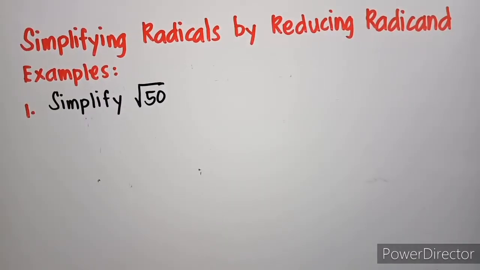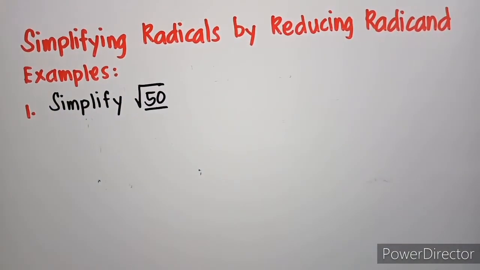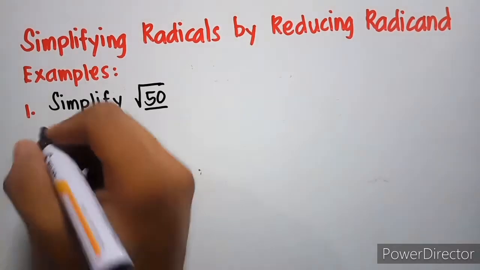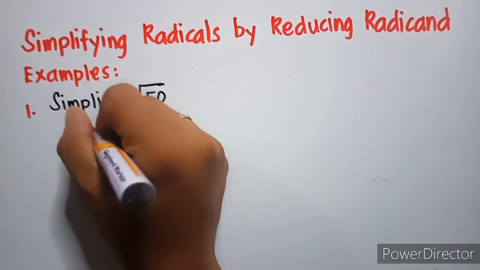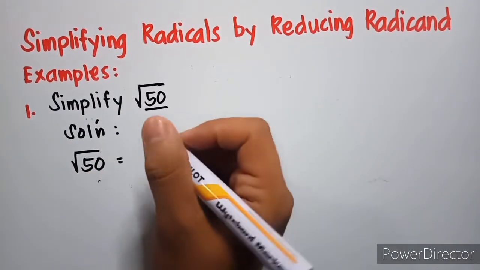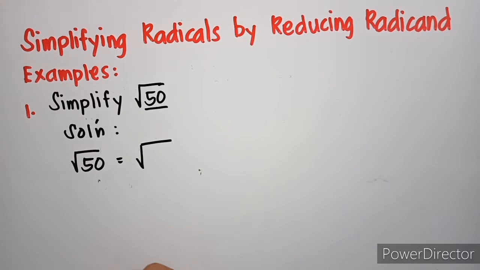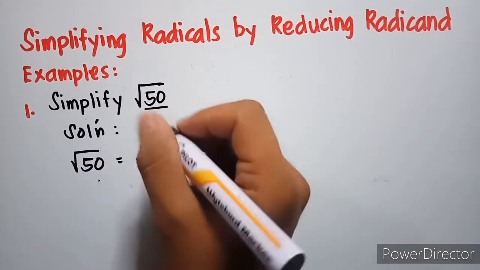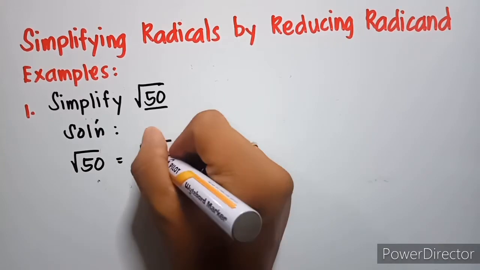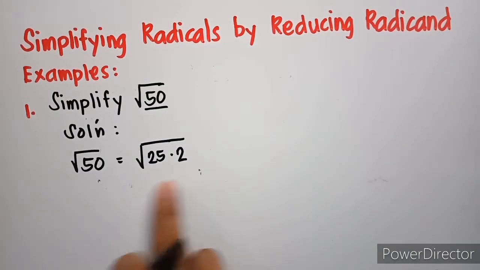Simplifying radicals by reducing the radicand. Now, example number 1, simplify square root of 50. The radicand here is 50. And as we all know, 50 has its factors. So our solution will be, we are trying to get the factors. Since we are getting the square root, we're looking for the factor which is a perfect square. So the factor of 50 which has a perfect square is 25 times 2. So 25 times 2 is 50.